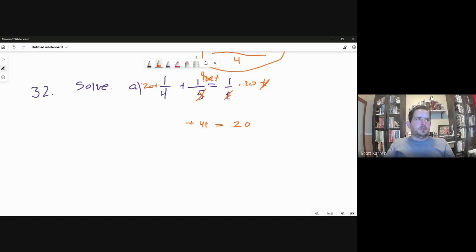On the left, the 20 simplifies with the 4, leaving you with the 5. You still have that t, so that's 5t. And then I just add these together, 5t and 4t, 9t, and divide each side by 9. And t is 20/9.